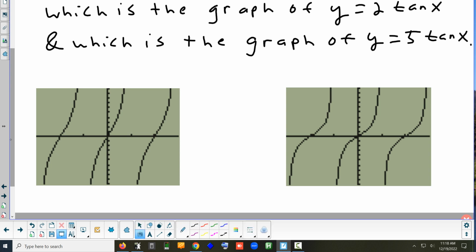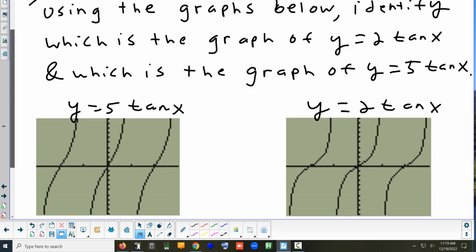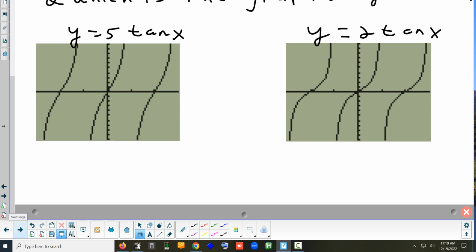So which one do you think 2 tangent x is? The right one. Because the more and more you stretch it vertically, imagine like you had a piece of metal with like a bend in it, and you keep pulling on it, it's going to start to straighten out. So this one to me looks like it's stretched more. And this one not as much. Okay. Any question on that? Okay.